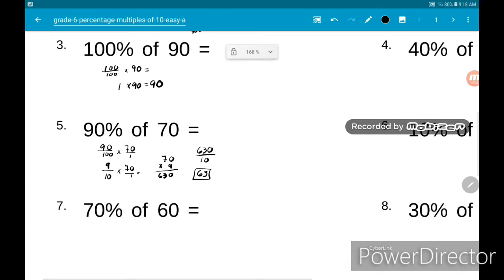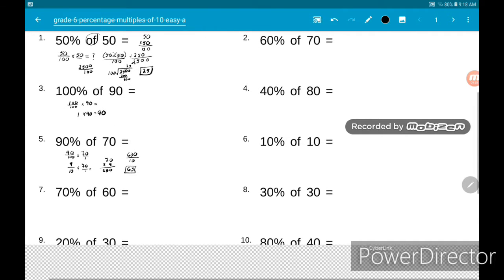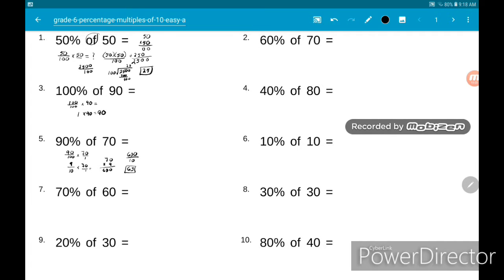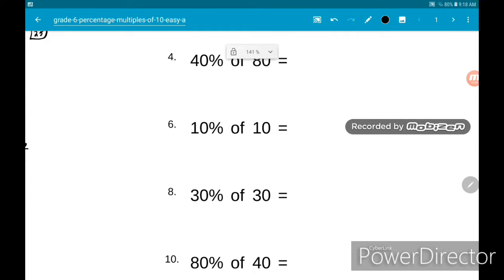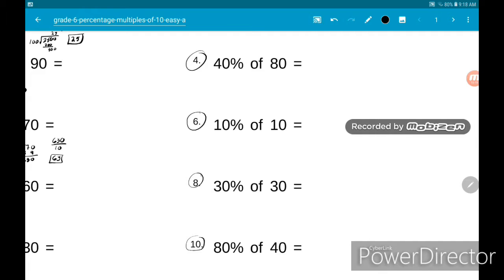I think for this one, I'm only going to give you 4. 4, 6, 8, and 10. It's 40% of 80, 10% of 10, 30% of 30, and 80% of 40. These four, that's homework.